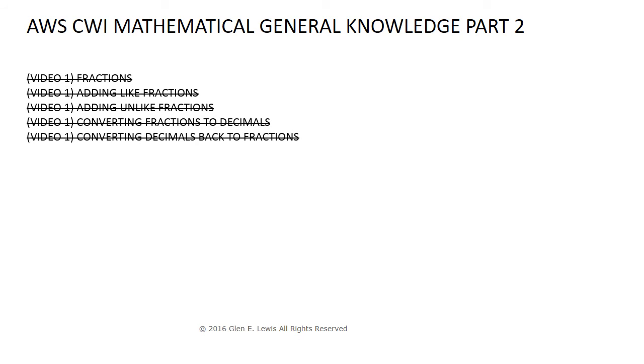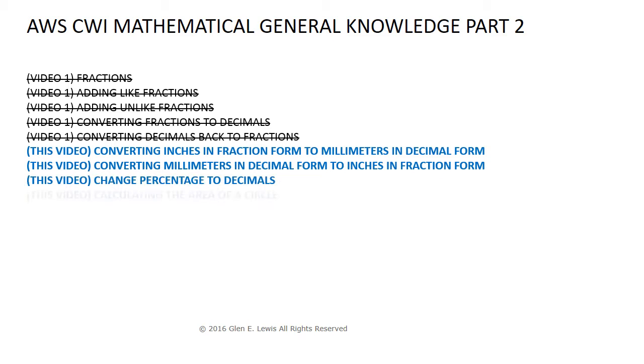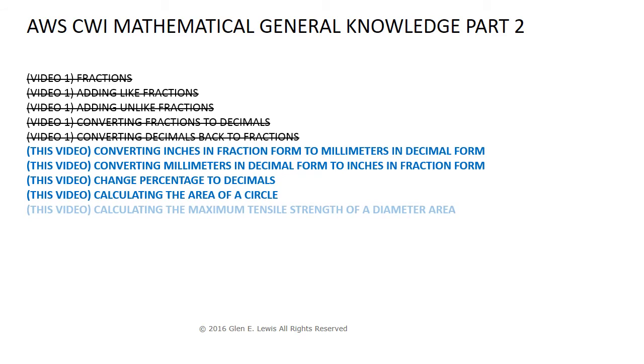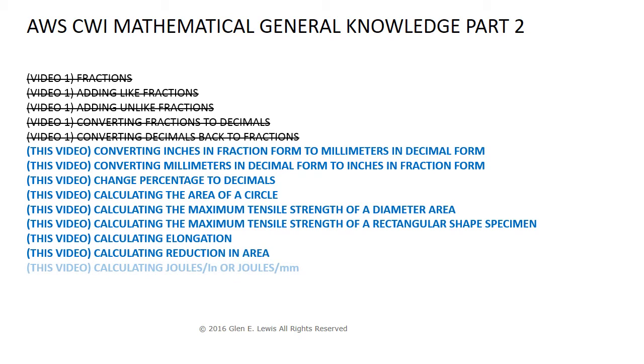In video 1, we discussed fractions, adding like fractions, adding unlike fractions, converting fractions to decimals, converting decimals back to fractions. In video 2, we'll be discussing converting inches in fraction form to millimeters in decimal form, converting millimeters in decimal form to inches in fraction form, changing percentages to decimals, calculating the area of a circle, calculating the maximum tensile strength of a diameter area, calculating the maximum tensile strength of a rectangular shaped specimen, calculating elongation, calculating reduction in area, calculating joules per inch or joules per millimeter, and calculating the carbon equivalence.